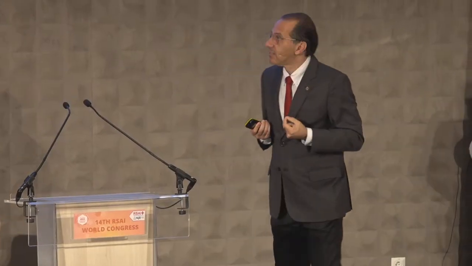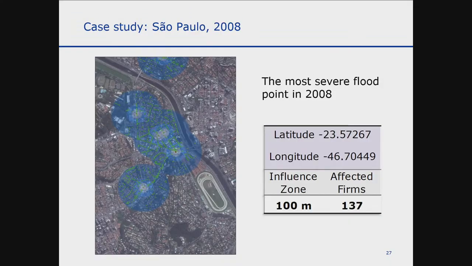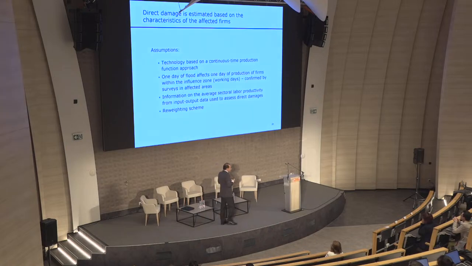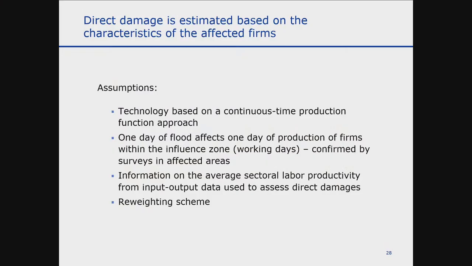Once we have that, you see, the green points are related to firms potentially affected by a flood point. We say, for instance, that one single point may directly affect 137 firms in a radius of 100 meters around it. So we collect these flood points, this data, with some assumptions on the production function related to those firms. We are able to estimate the direct damage based on the characteristics of each firm.